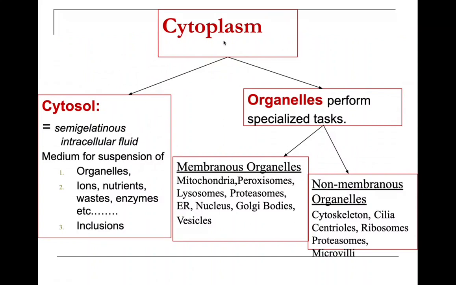So when we look at the cytoplasm, you've got the cytosol portion that's a semi-gelatinous intracellular fluid. It's going to suspend the organelles. You'll have ions, nutrients, waste, enzymes in there in the inclusions. And then you'll have the organelles that are going to perform your specialized tasks. Non-membranous organelles would be the cytoskeleton, cilia, centrioles, ribosomes, proteasomes, microvilli. Then some are going to be membrane-bound: mitochondria, peroxisomes, lysosomes, proteasomes, endoplasmic reticulum, nucleus, Golgi bodies, and vesicles.